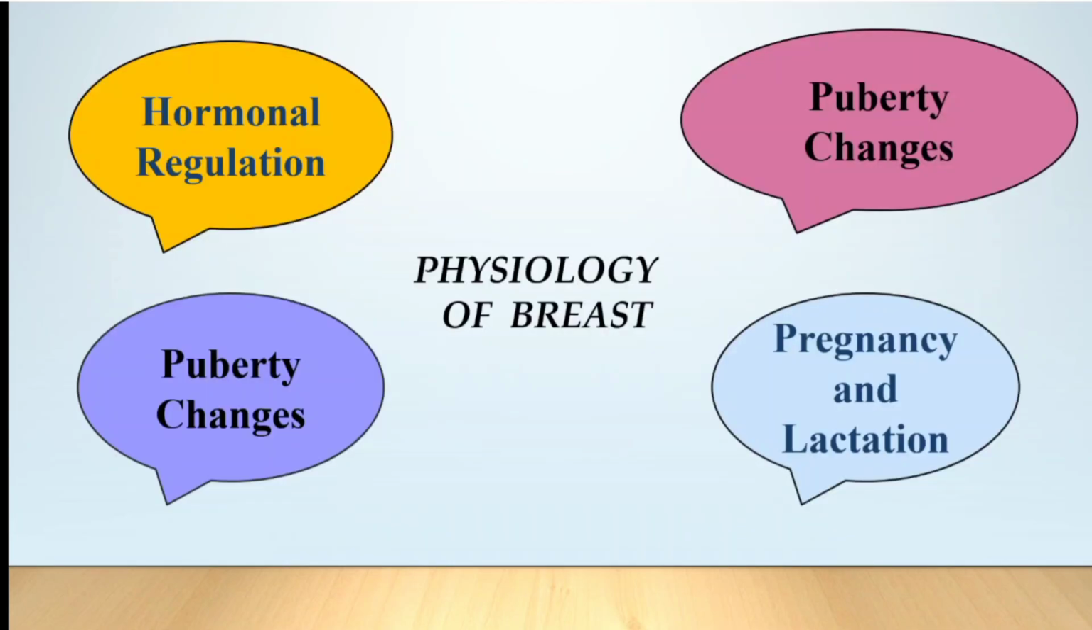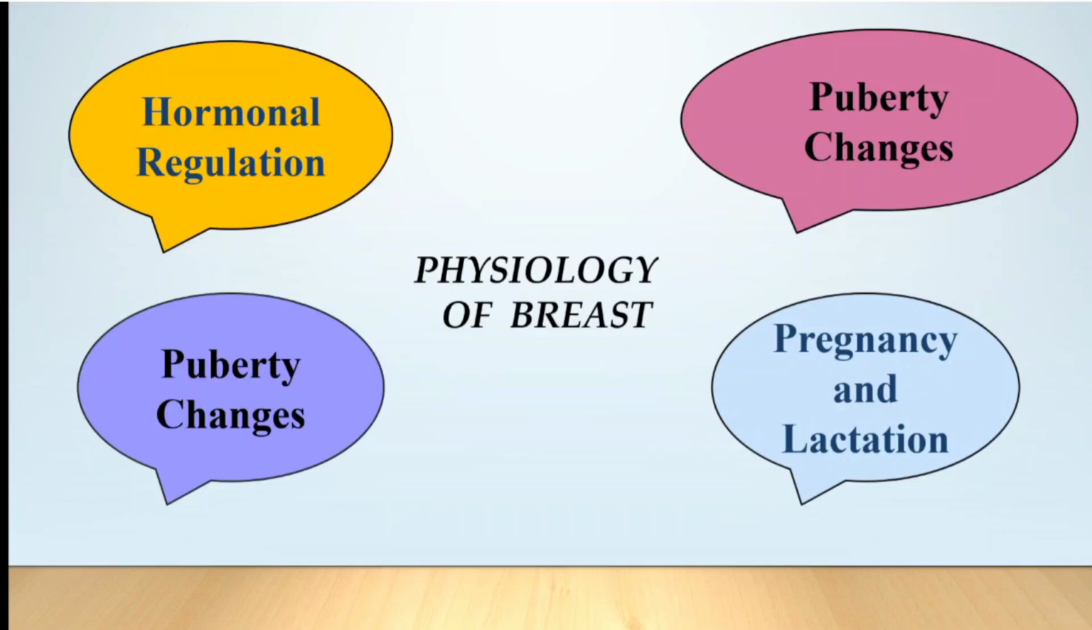If we see the functions or the physiology of the breast, it helps in hormonal regulation. Estrogen stimulates ductal growth and fat deposition. Progesterone promotes alveolar development. Then after pregnancy, in the lactation period, prolactin stimulates milk production, and this process is called lactogenesis. And with the help of the oxytocin hormone, the milk gets ejected.